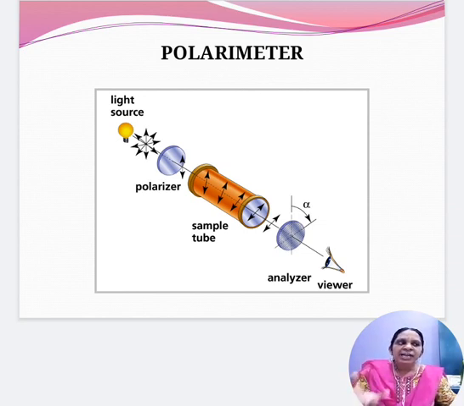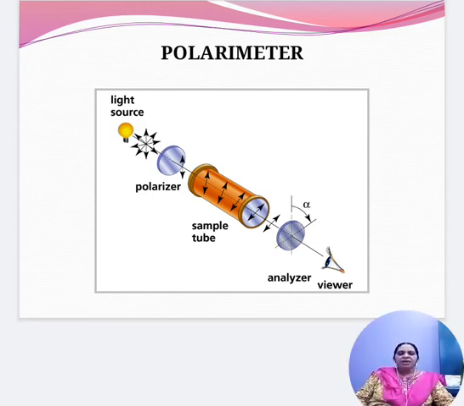This polarized light is passed through the sample tube. The sample tube contains an optically active substance, which is the sample that is to be tested. Because of the optical activity of the sample, the polarized light is rotated by an angle. So you are going to rotate the analyzer such that the intensity of the radiation coming out of the sample tube can be resumed back. This is the working of your polarimeter.